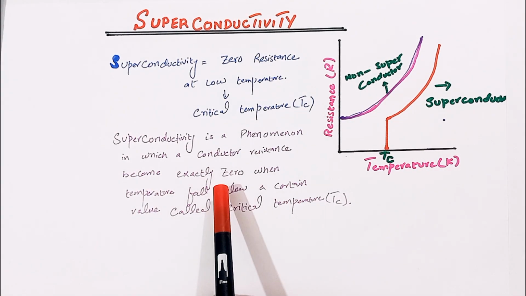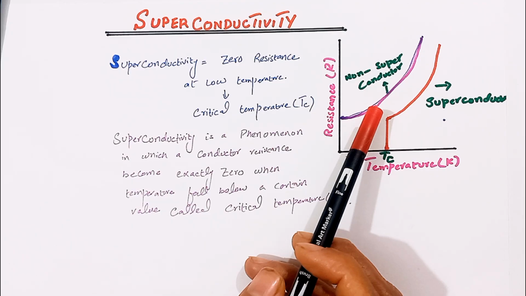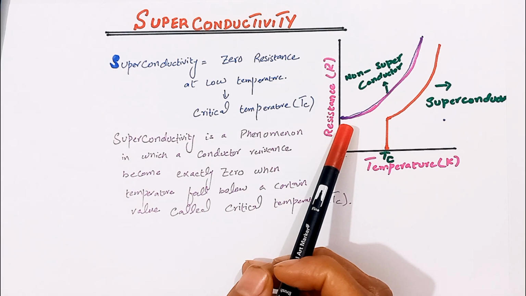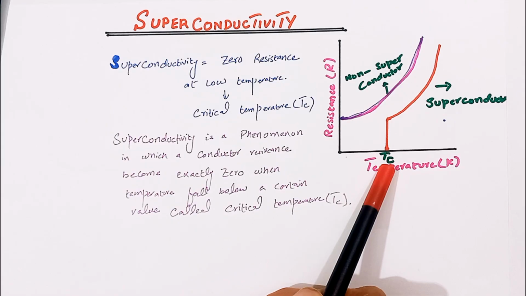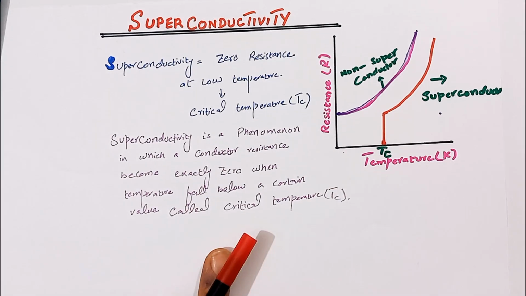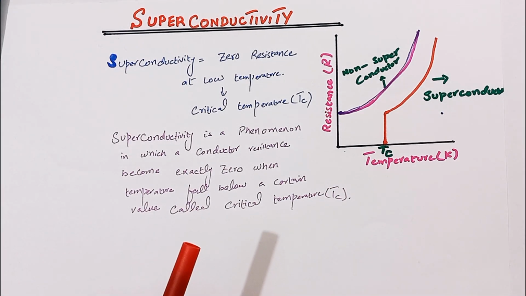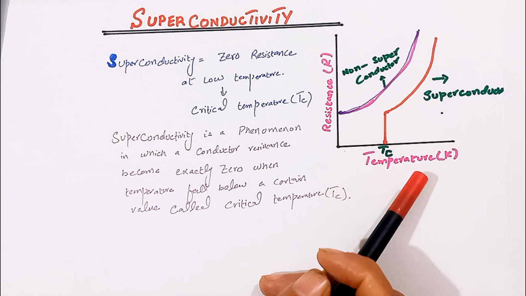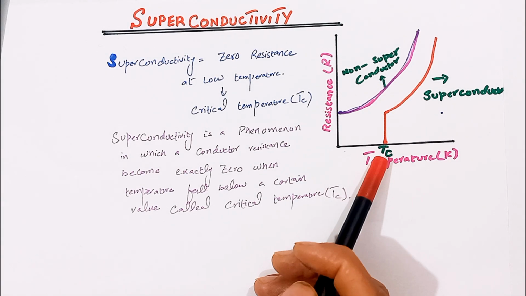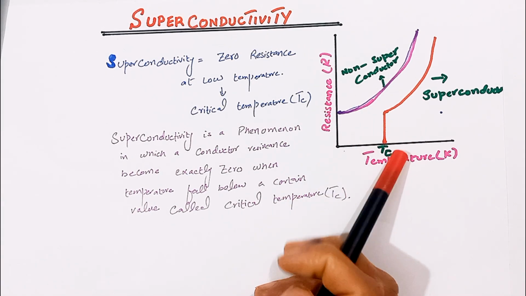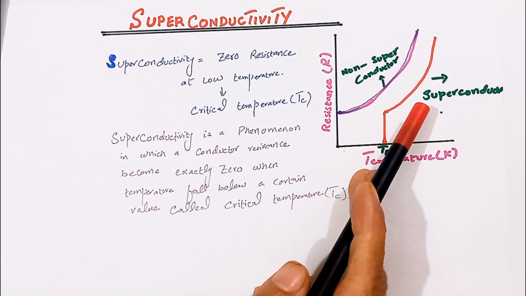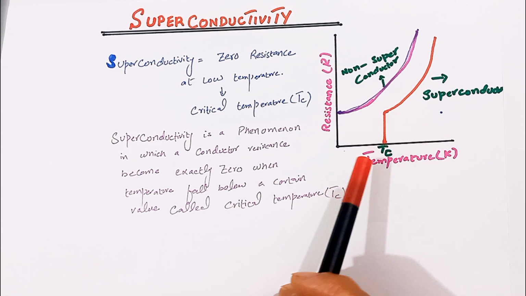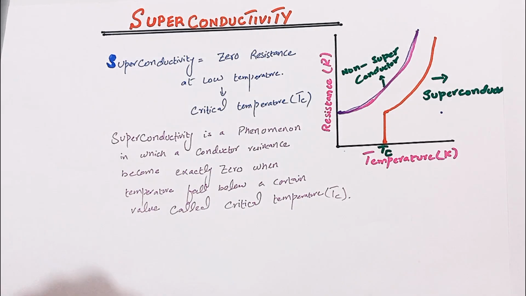So if we talk about non-superconductor metals, resistance is not zero. But if we talk about the superconductor, resistance is zero below the critical temperature, and above the critical temperature it behaves like a normal conductor. Here is the important point. Note that superconductivity is a sudden change, not gradual. This is called a phase transition. Below Tc, perfect conductor, and above Tc, normal conductor. Sudden change at Tc, it is the phase transition.